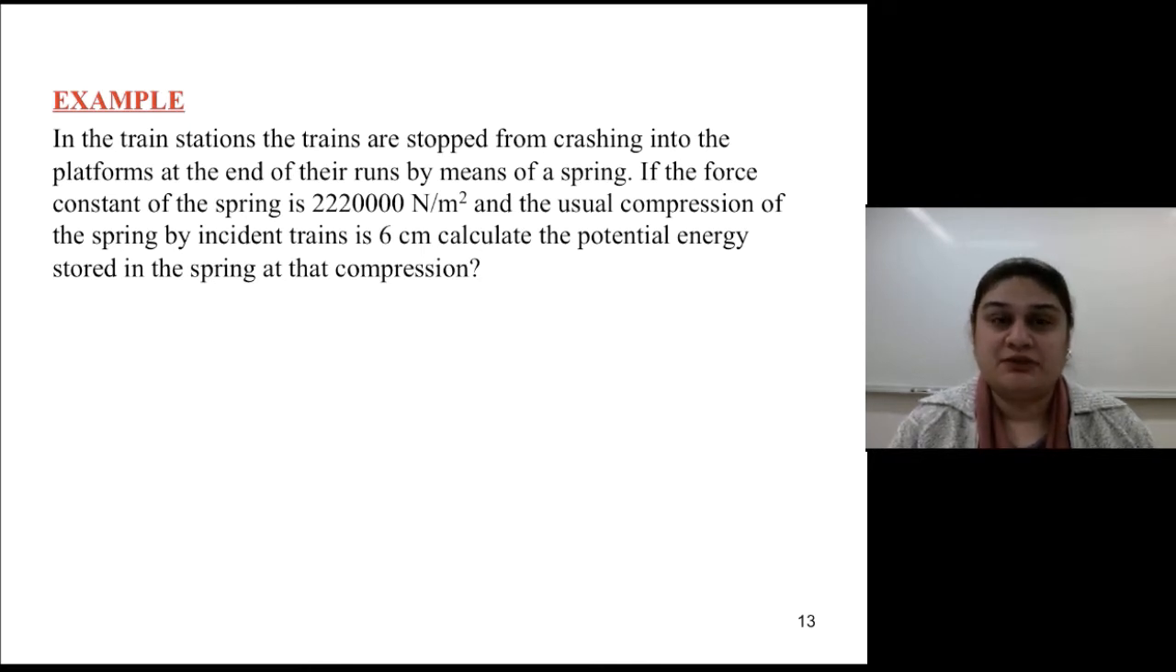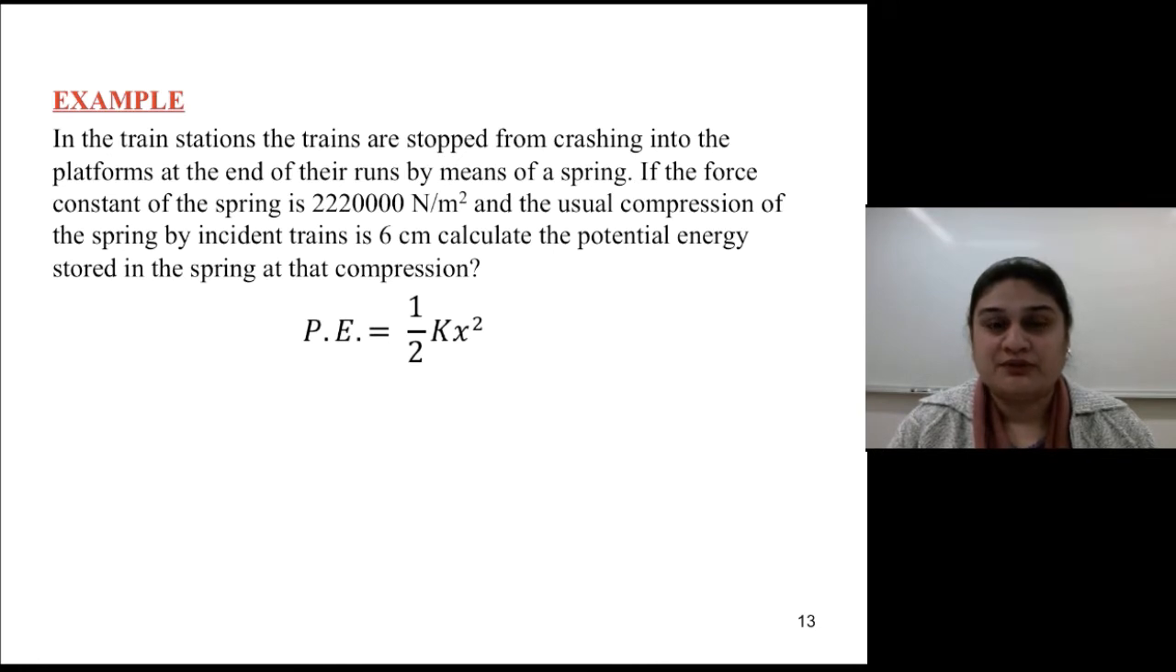So the first thing we need to do in order to solve this problem is to write down every single thing that we know about this. For example, we know that the spring constant of the spring is 222,000 newtons per meter. And the compression is 6 centimeters. Now there is a problem. This gives me that the compression is 6 centimeters, which is not an SI unit. So the first thing we need to do is change that into meters.